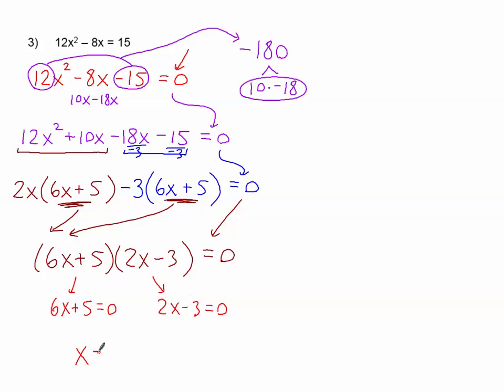When I solve these two equations, I'm going to be subtracting 5, so a negative 5, and then dividing by 6, so negative 5/6. When I solve this equation, I'm going to be adding 3, so a positive 3, and dividing by 2, so 3 divided by 2. And I've got those two answers, and I've solved it. So there are 3 examples of factoring by grouping and solving the equation using the 0 product property.